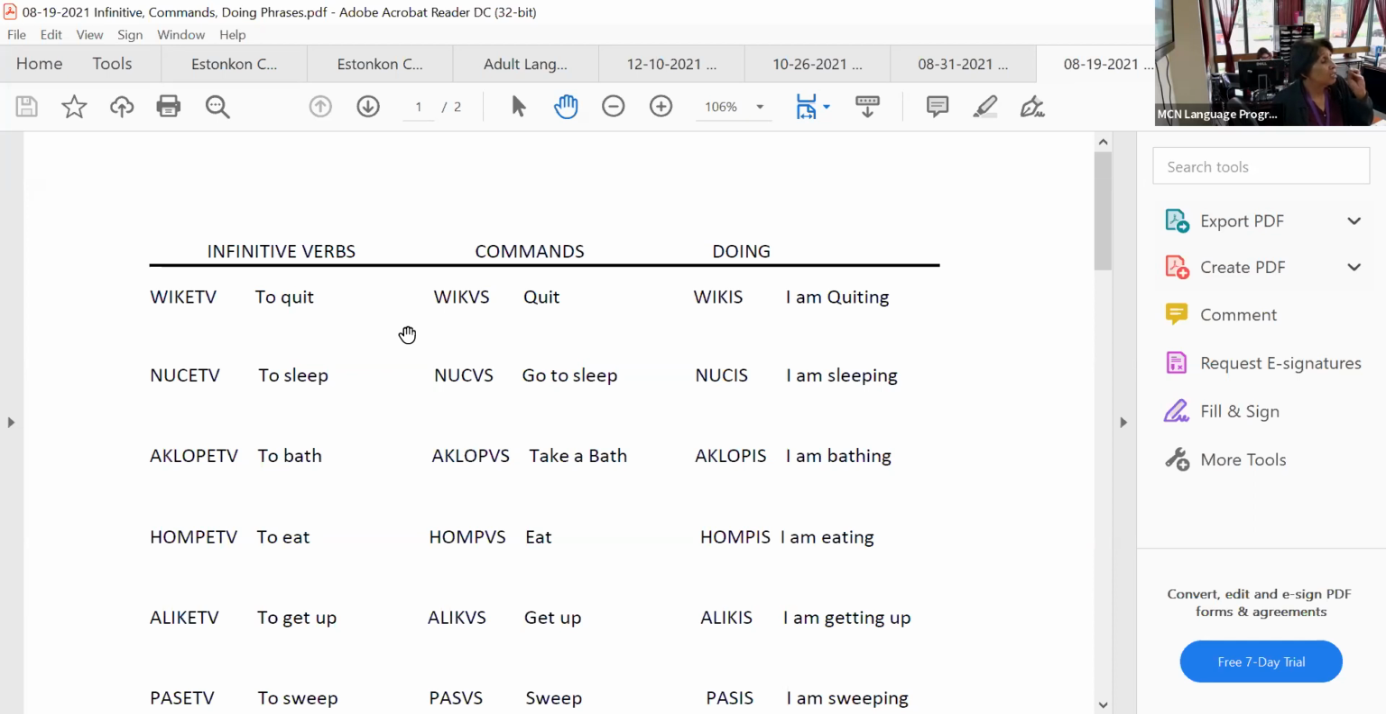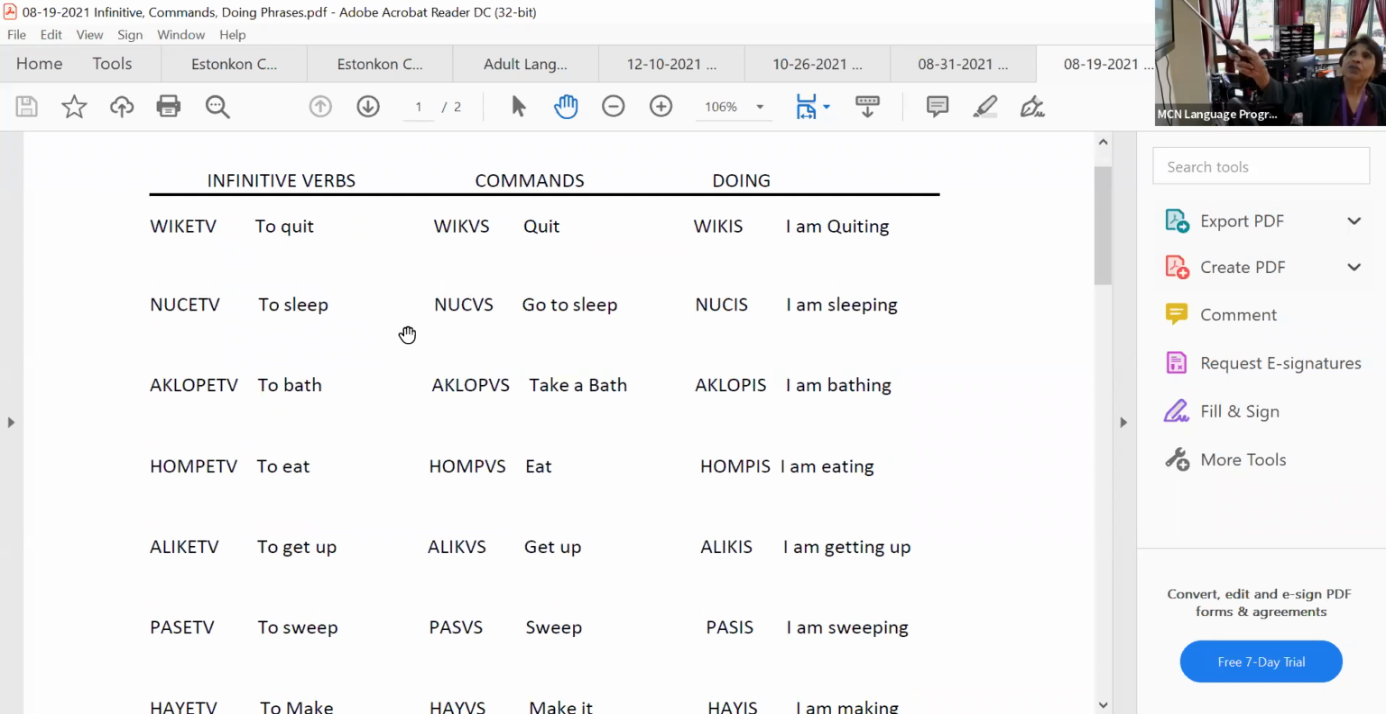And if you look at your dictionary, there's a lot of infinitive verbs in there, because we're a verb prominent language. So if you say aklobida, to bathe. This is an infinitive verb. To make it a command, you drop the e-d-a and add a c, and you say, aklobas, take a bath. You're telling somebody to do it, a command.